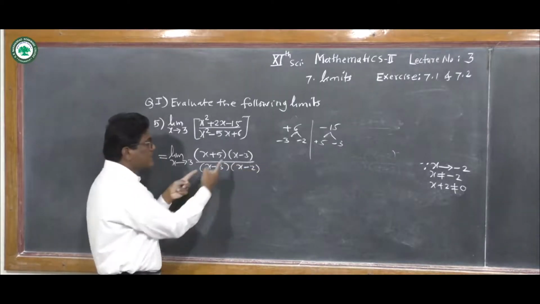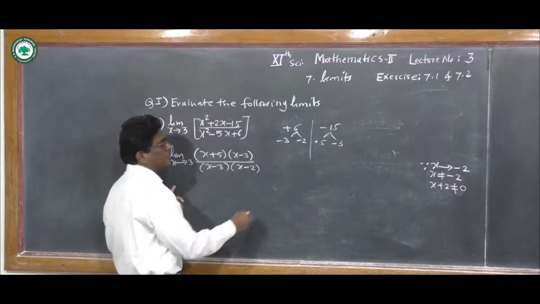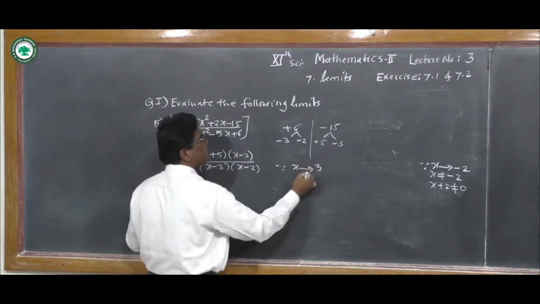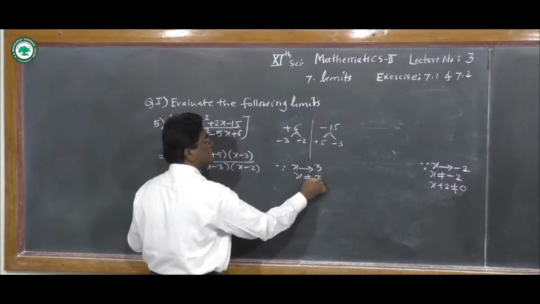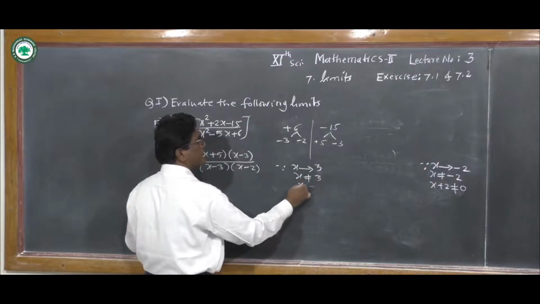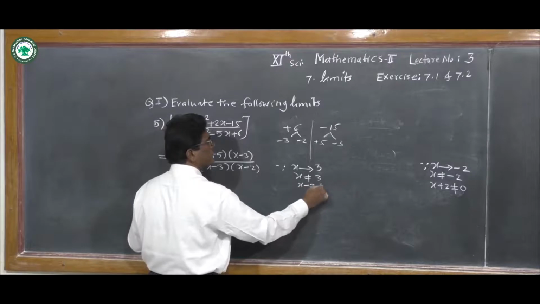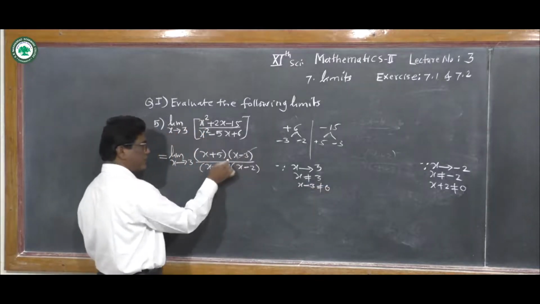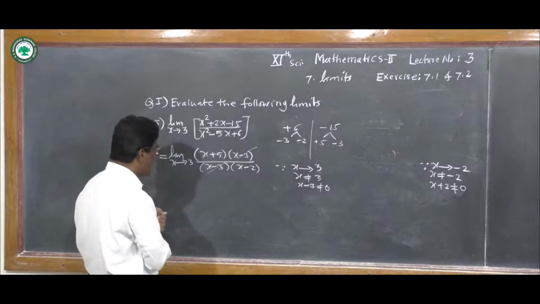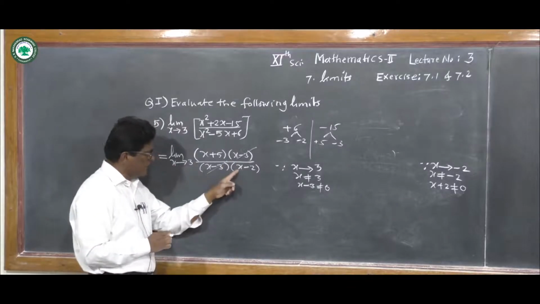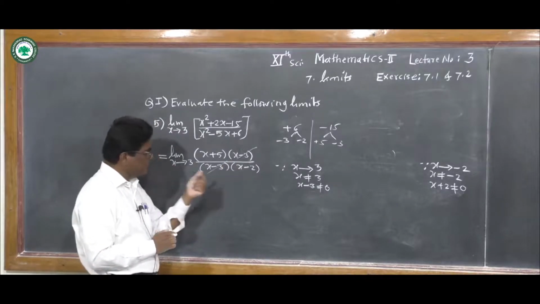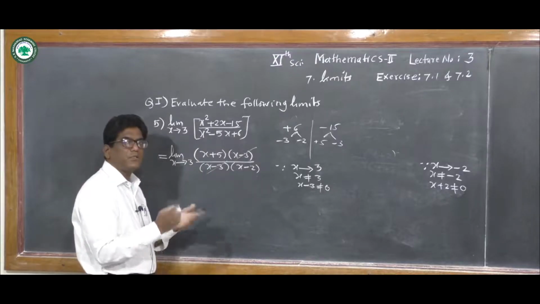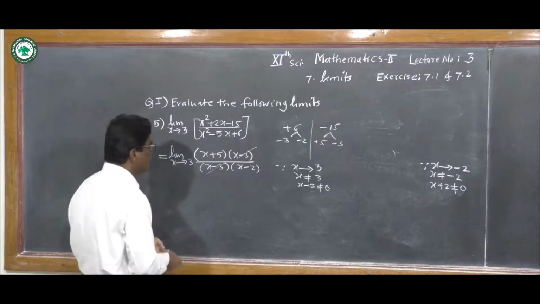Very easy. Now we cancel this common factor, but we write here x tends to 3, means x not equal to 3, so we get x minus 3 not equal to 0. So we cancel this x minus 3. And now when we put x as 3, the denominator is not equal to 0. So we put x equal to 3 directly in the numerator and also in the denominator.